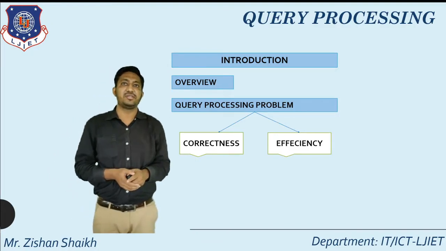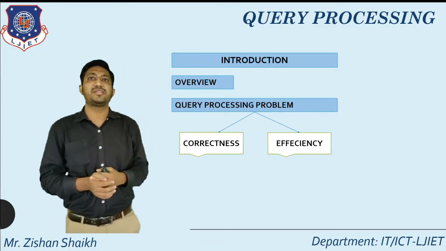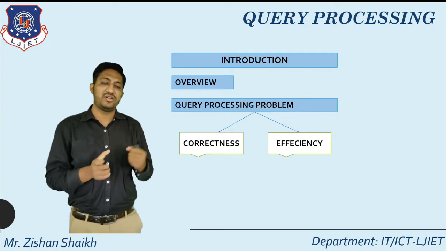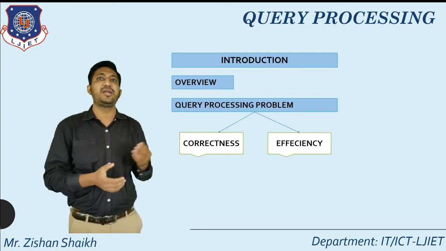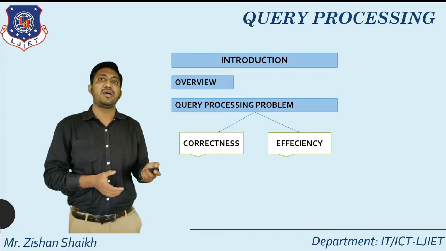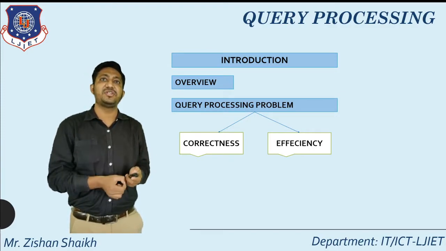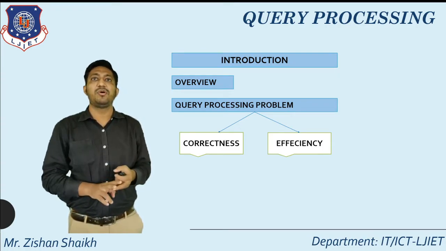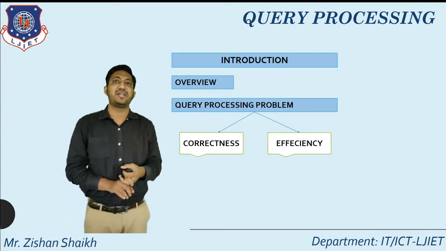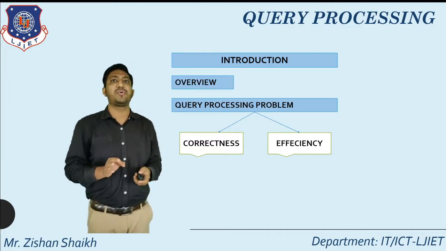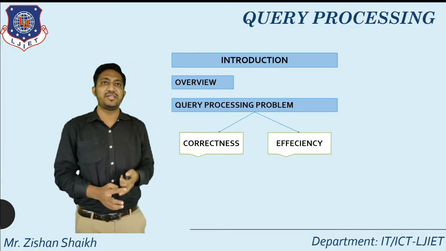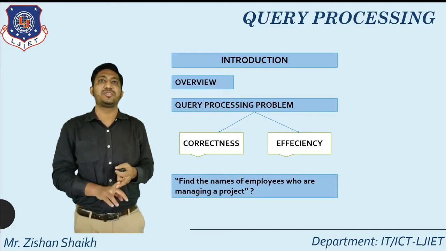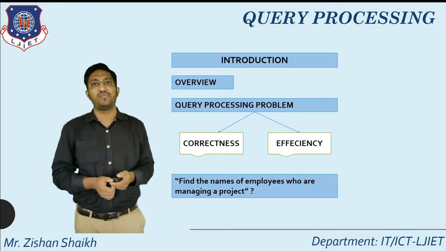Next is efficiency. If a query is executed, how efficiently does it give the response? For a single query, more than one alternative can exist. Which alternative is efficient will be decided by the query processor. So when any query is processed, the query processor has to decide on correctness and efficiency, and it has to decide within a specific amount of time.